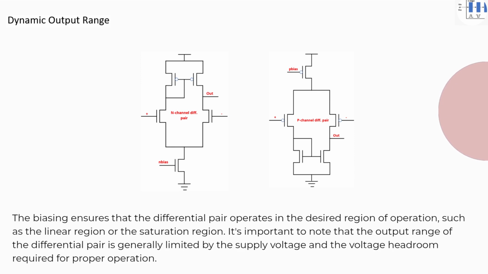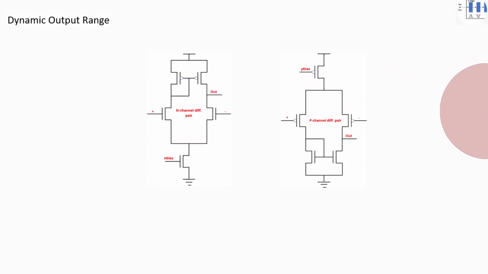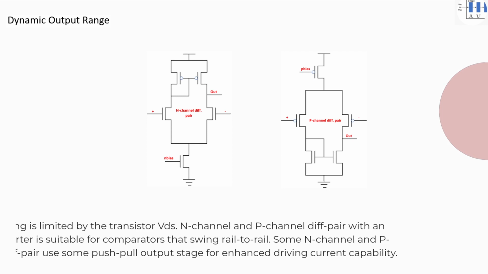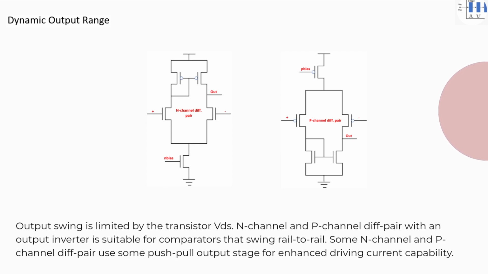The biasing ensures that the differential pair operates in the desired region of operation, such as the linear region or the saturation region. It's important to note that the output range of the differential pair is generally limited by the supply voltage and the voltage headroom required for proper operation. Output swing is limited by the transistor VDS.